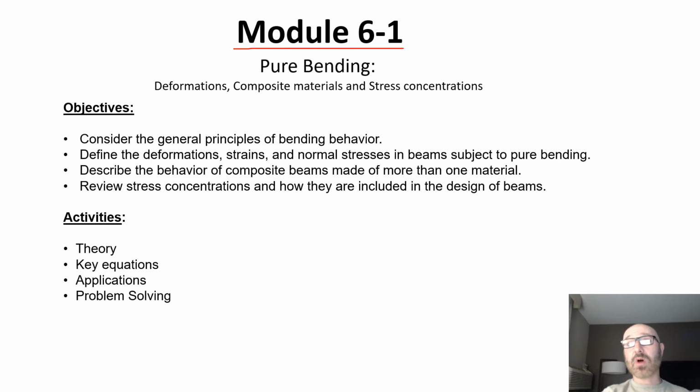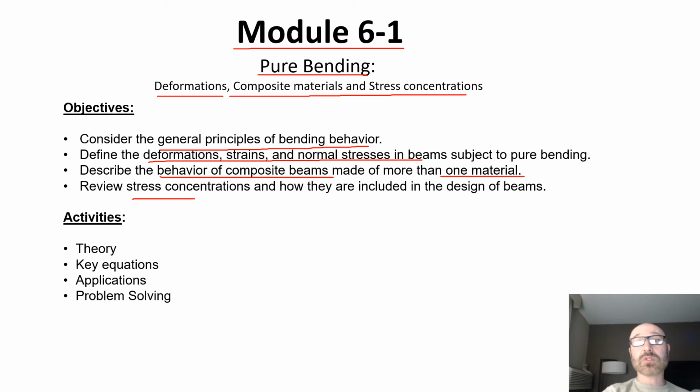For Module 6.1, again, we're still looking at pure bending in Chapter 4 of our text. We're going to concentrate now on deformations, composite materials, and stress concentrations. So the objectives in this are to consider the general principles of our bending behavior, define these deformations, strains, and normal stresses in beams that are subject to pure bending, go through the behavior of the composite material beams that have more than one material again, and then review those stress concentrations and how they're going to be included in the design of beams. So we're going to focus on these four objectives for Module 6.1. Now, as we're looking at these, we're going to talk about the theory, some of our key equations, how we apply this to specific cases, and from there go through some actual problem solving and solutions.